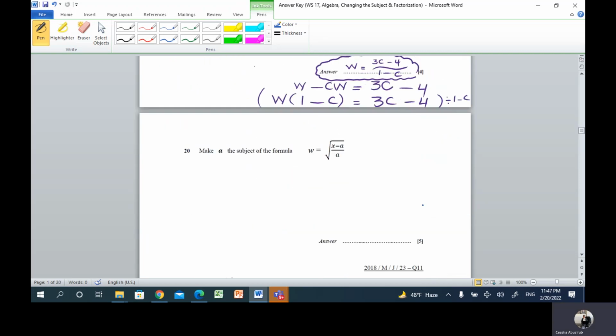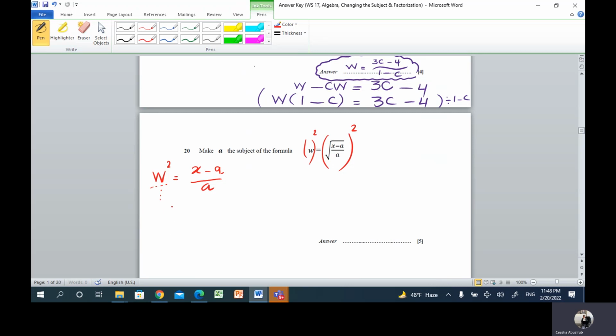Okay, number 20. So we're making A the subject. First we need to get rid of the square root. So we're going to take each side to the power of 2. So it will be W to the power of 2 is equal to x minus A over A. And then we're going to put this over 1.